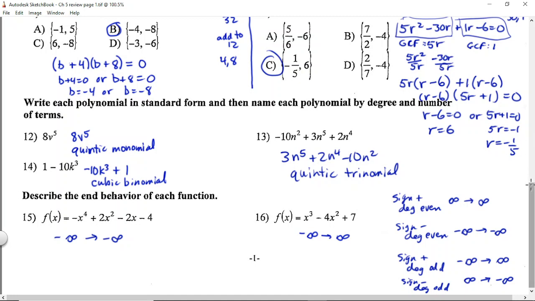Okay, so we sometimes put positive here. I wasn't doing that over here in the chart. You really don't have to. It's understood that it's positive.